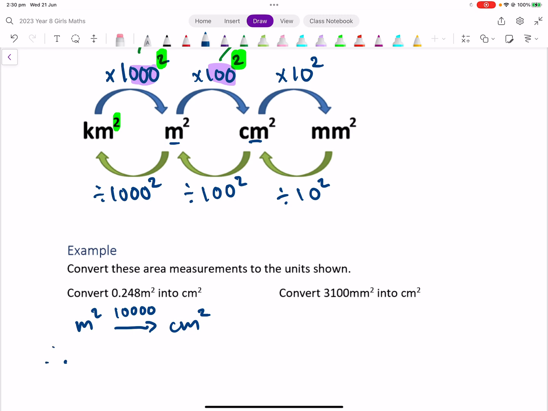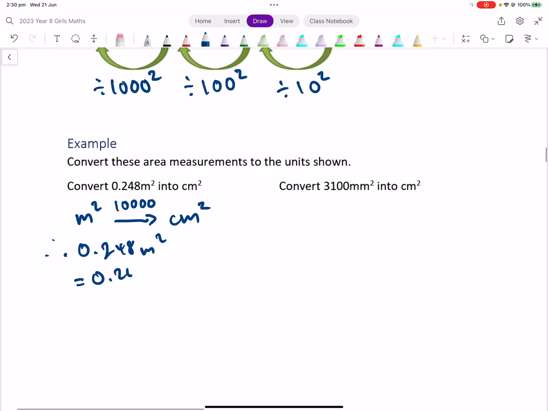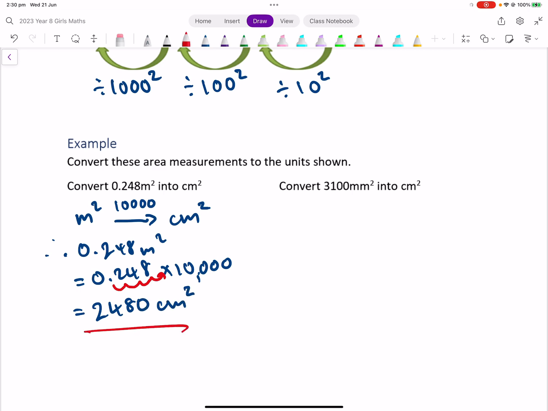Therefore, 0.248 metres squared equals 0.248 times 10,000. Now, there's 2 ways you can do this. One, you can get your calculator, but an easy way to do it is just to move the decimal point by the number of zeros. I have 4 zeros, so I'm going to move my decimal point 4 spots. Yeah, and the answer is going to be 2480 centimetres squared. Make sense?